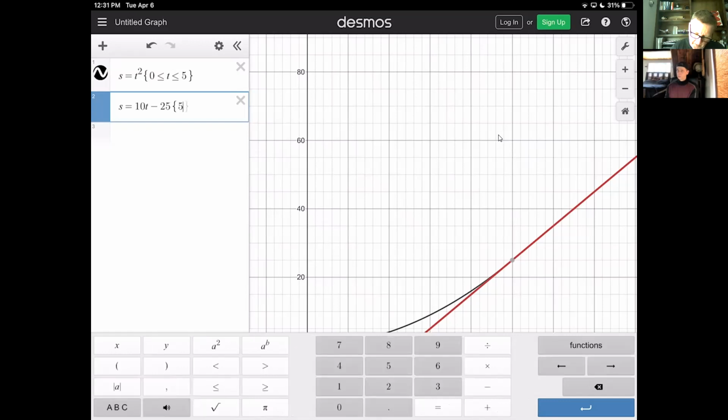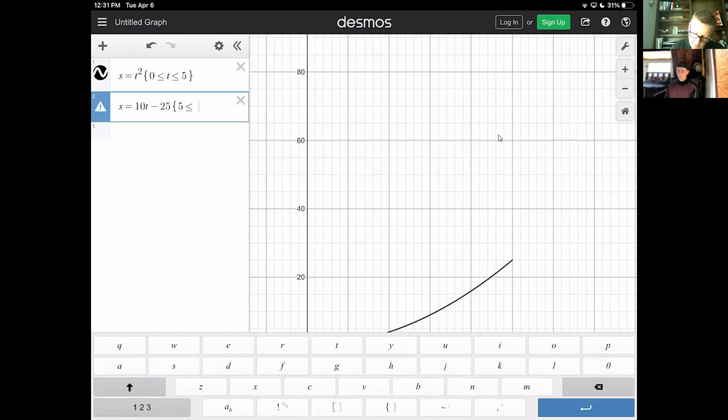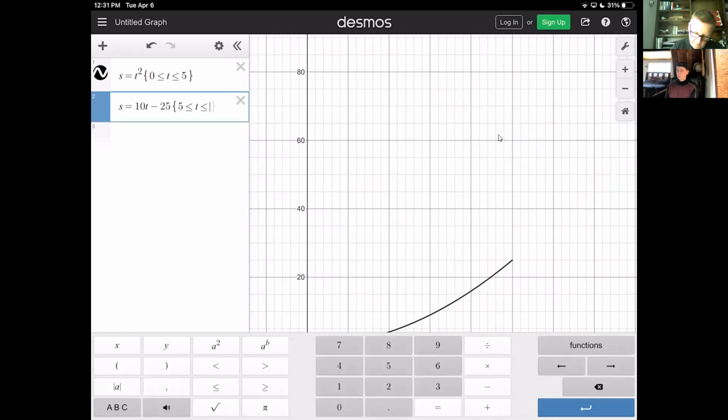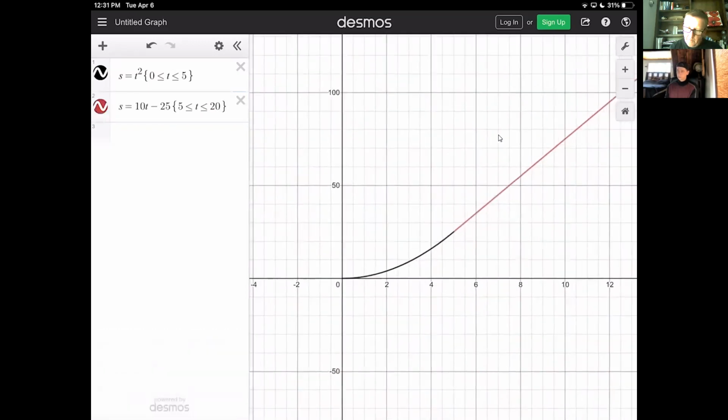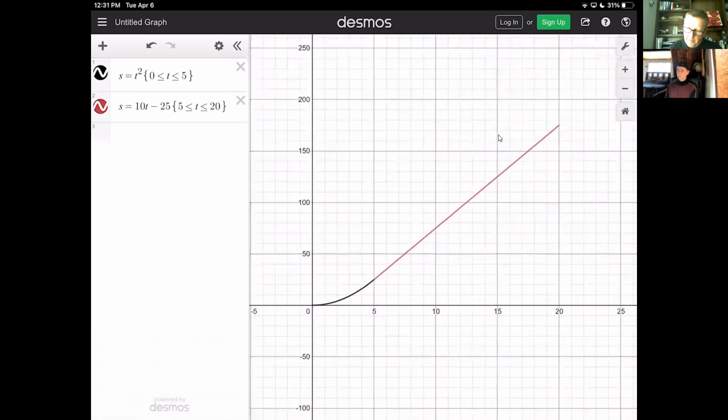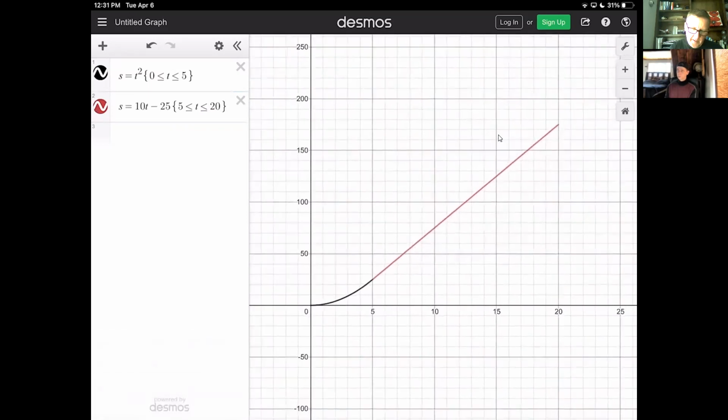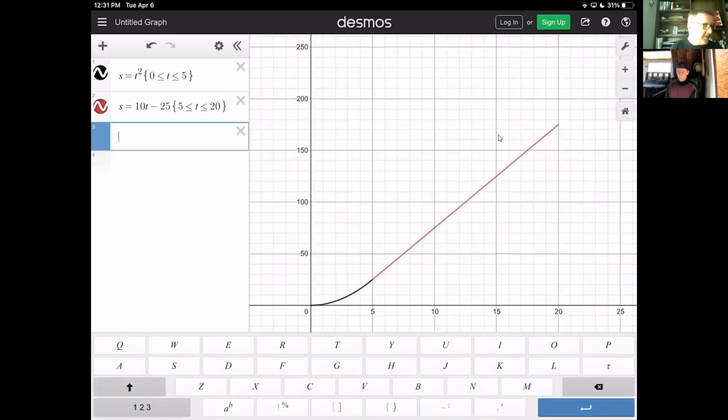So 5 is less than t is less than 20. So it starts out as a parabola, then it cruises as a straight line. Now it's going to pick up as a parabola again. That third parabola is a little more complicated.